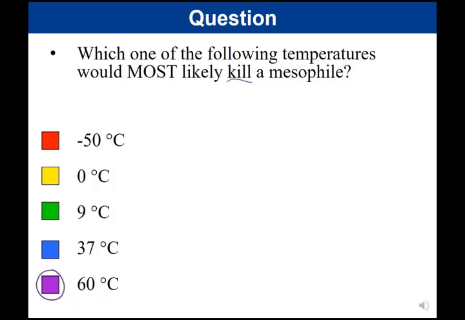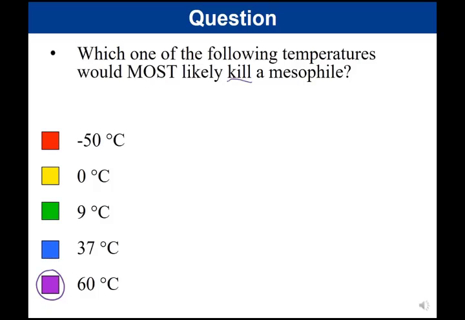60 degrees Celsius. Remember, mesophiles grow best around moderate temperatures. So room temperature, human body temperature, right? 25, 37, 45, those would all be optimal temperatures for a mesophile. Minus 50 is outside of their optimal range. So is 0, so is 9. Those are not within the range that mesophiles grow.